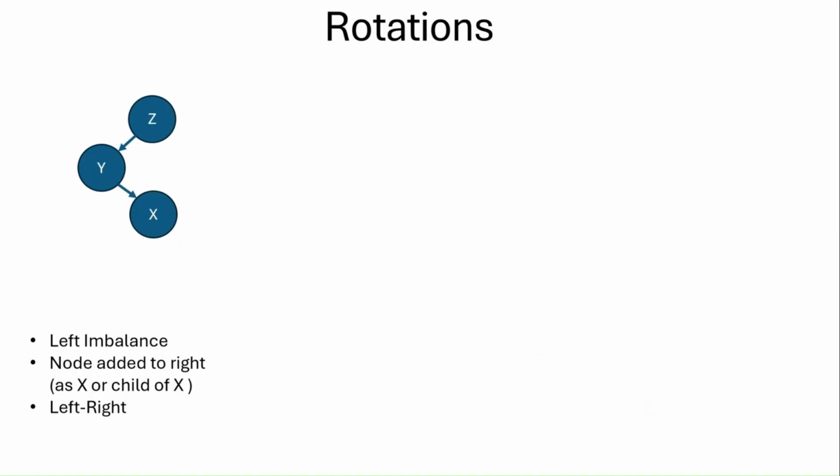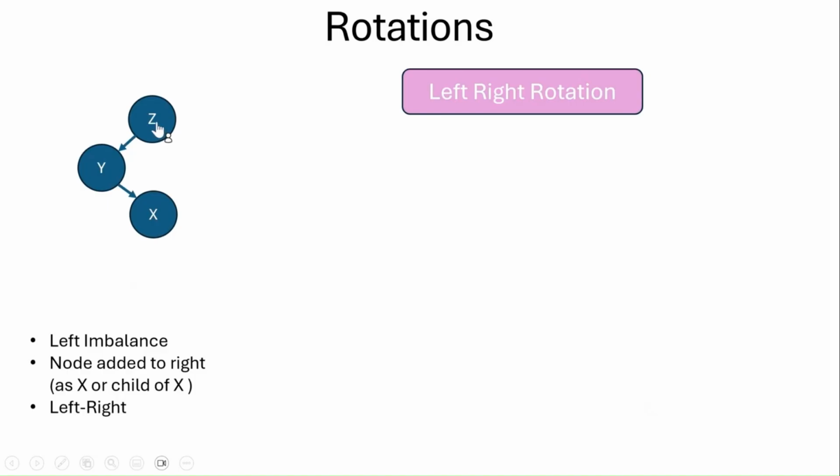Now next situation. We'll understand the rotation logic for this situation. What is this situation? So this situation is basically a left unbalance. So Z became unbalanced because of the left heavy subtree. But on the left heavy subtree, the new node is added on to the right side, either as a right child of Y or as a left or right child for the right child of Y. Right? So this is the left and right situation, zigzag. So that's why in this case we need to use the left-right rotation.